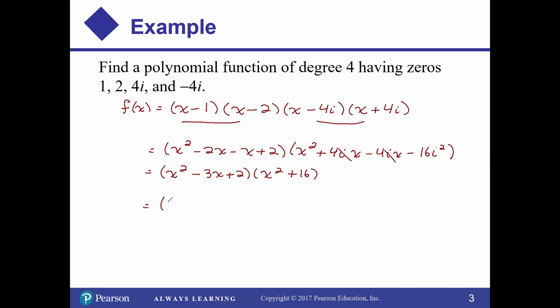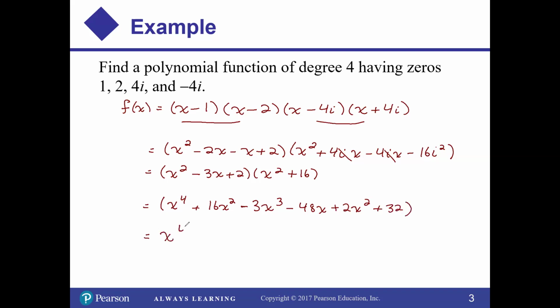FOIL again. x squared times x squared is x to the 4th. x squared times 16 is 16x squared. -3x times x squared is -3x cubed. -3x times 16 is -48x. And then the 2's: 2 times x squared is going to be 2x squared, and 2 times 16 is 32.